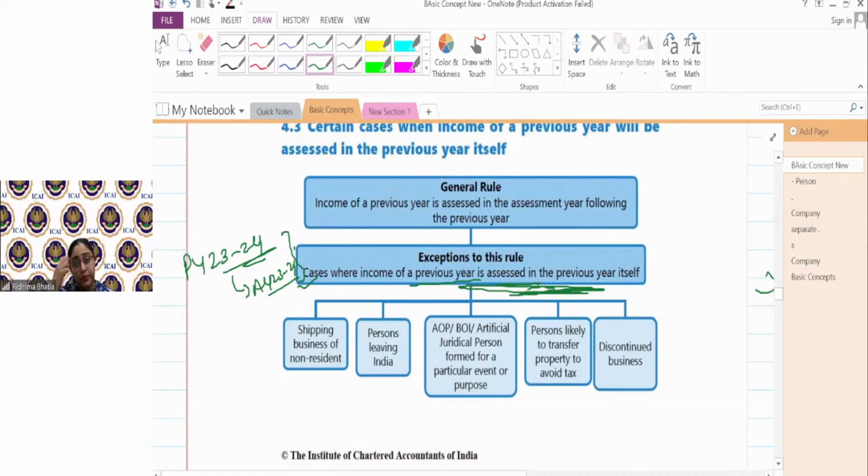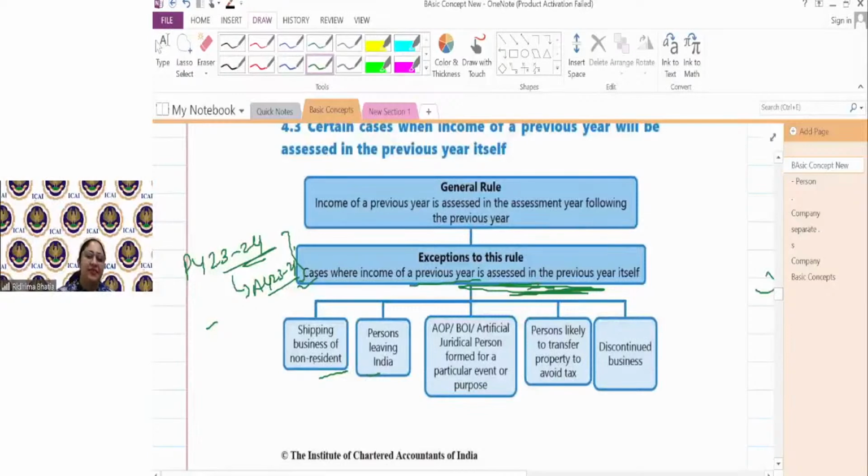Now, what are these exceptions, ma'am, and when would these exceptions be applicable? So there are 5 exceptions to the general rule that the previous year and assessment year would be different. Here, previous year and assessment year would be the same. That is, the income of the previous year would be assessed in the previous year itself. What are those 5 exceptions? Shipping business of non-resident, persons leaving India. We'll go one by one.